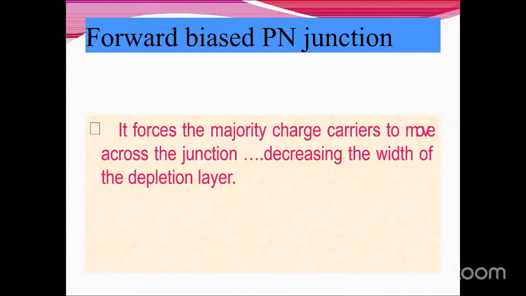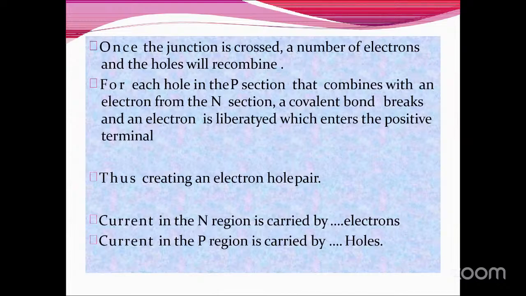So it forces the majority charge carriers to move across the junction, decreasing the width of the depletion layer. Once the junction is crossed, a number of electrons and holes will recombine. Each hole in the P section combines with an electron from the N section. Covalent bonds are broken, and the electron is liberated and enters the positive terminal.